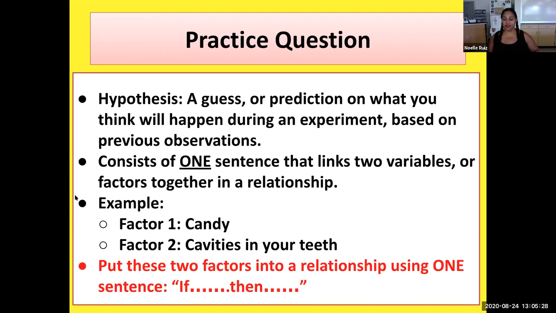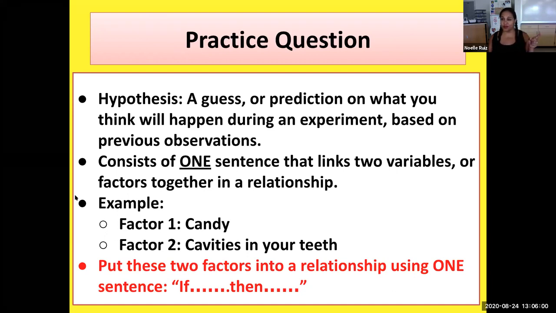One, yes, you always use the if-then. That's why we're practicing. We practiced with the car, now we're practicing with the candy. If you have too much candy, then you have a high chance of getting cavities. Very good. There's your hypothesis. He took the two factors, candy and cavities in your teeth, and he put them together into a relationship. If I eat too much candy, then I think I will have cavities in my teeth.